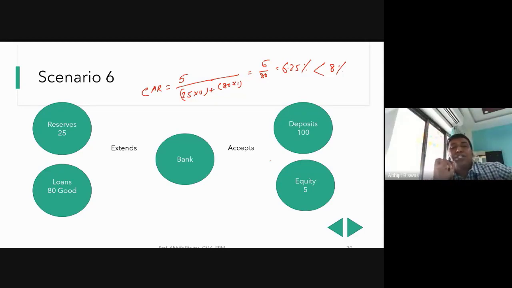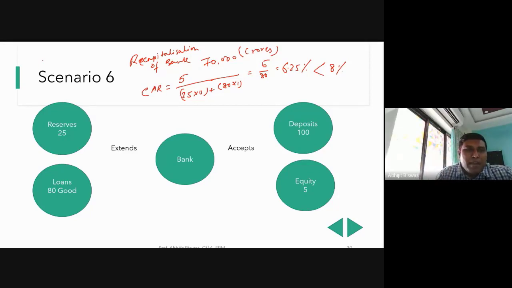And what is the solution to this problem? The solution to this problem is recapitalization of the banks. In the last budget, they declared 70,000 crores of recapitalization, right? Total 2 lakh crores, and in a phased manner, first it will be 70,000 crores. They are in the process of doing that. We will discuss how recapitalization works. But for now, you have understood the problem is growing NPA and the solution, one of the solutions, is recapitalization.